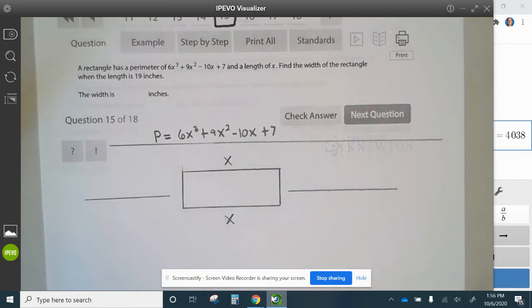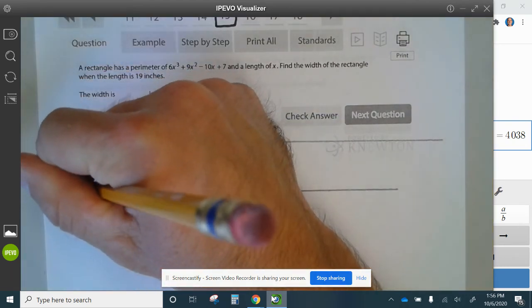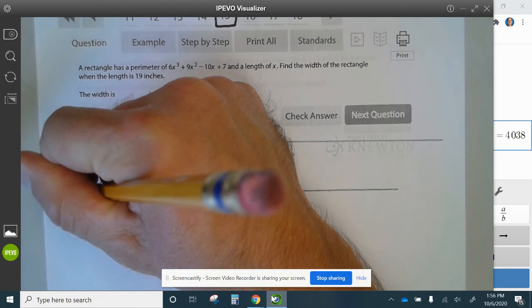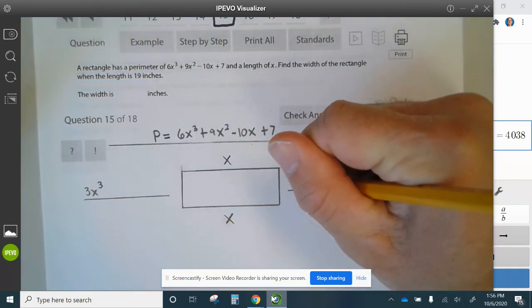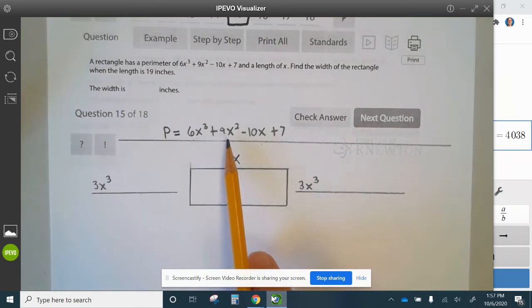Well, let's first start with, we have 2x. Well, actually, no, let's start with here. So we need to have 6x cubed. In order to have that, this has to be 3x cubed, and this has to be 3x cubed. Okay? Because when you add these up, you get 6x cubed. So 3 and 3 give you 6.